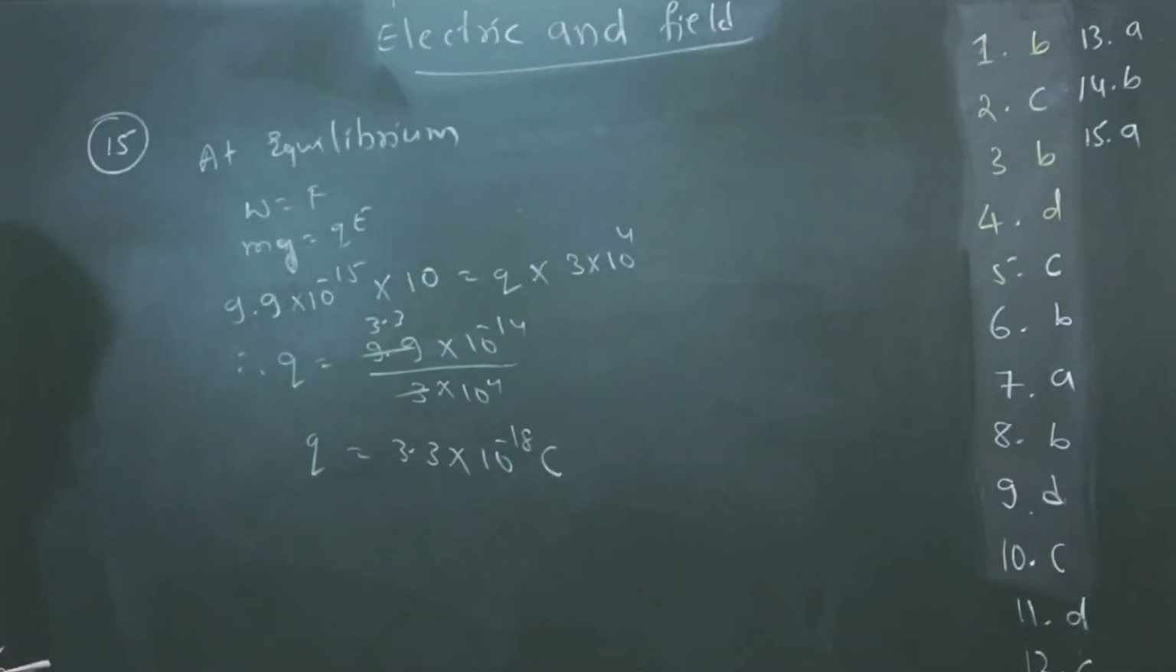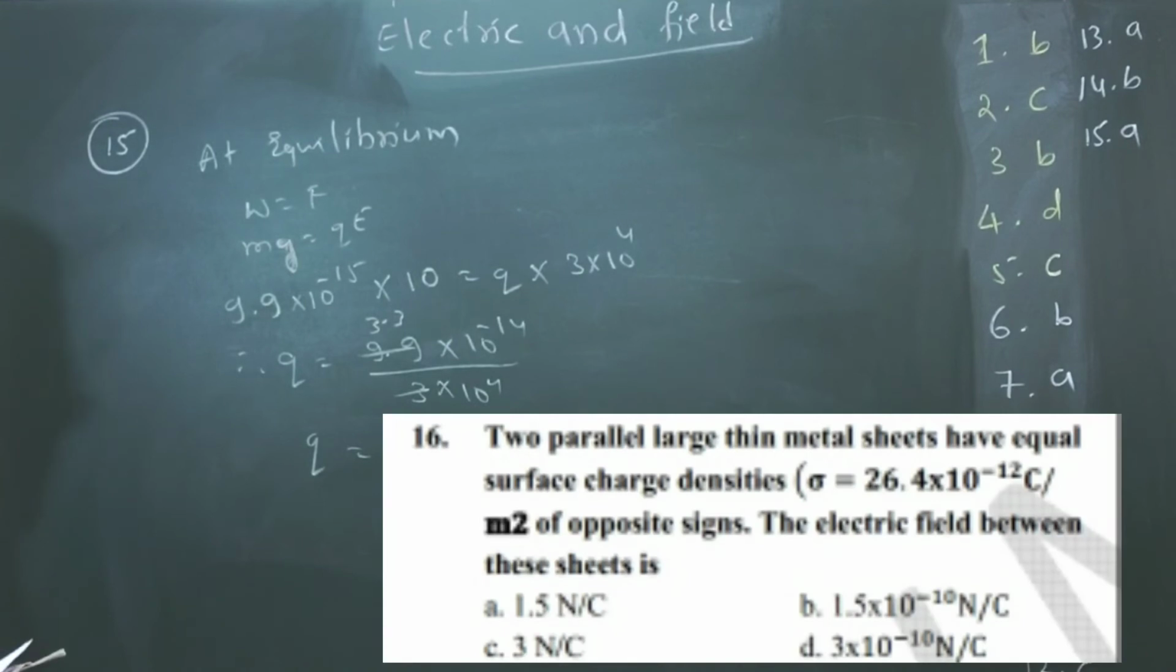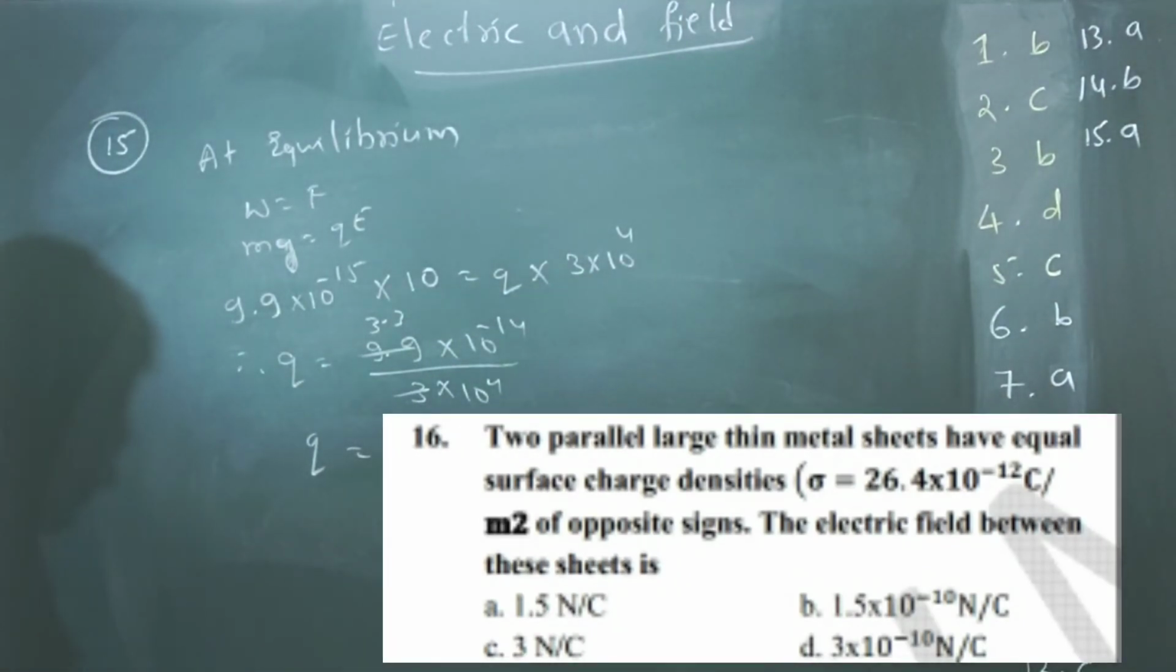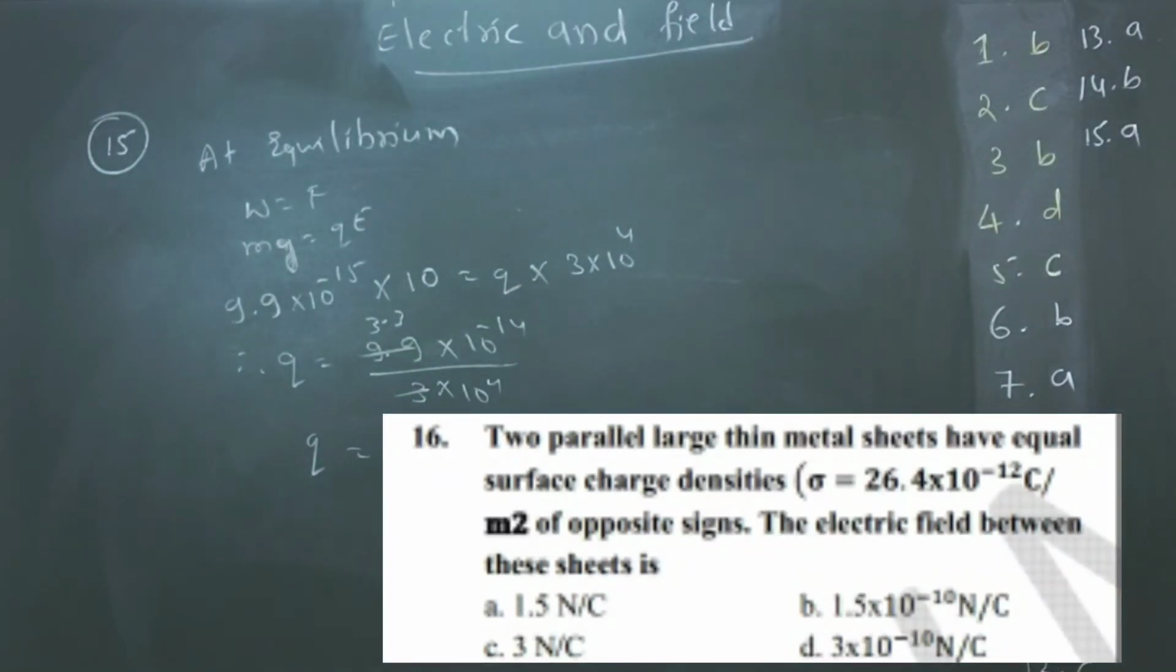Okay, next, the 16th one. Two parallel large thin metal sheets have equal surface charge density, sigma equal to 26.4 into 10 to the power of minus 12 coulomb per meter square, of opposite sign. The electric field between these sheets is to be calculated.